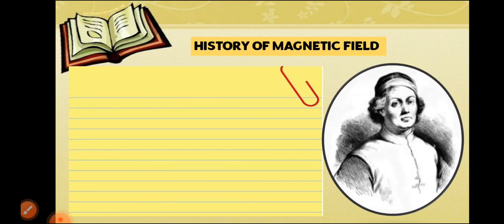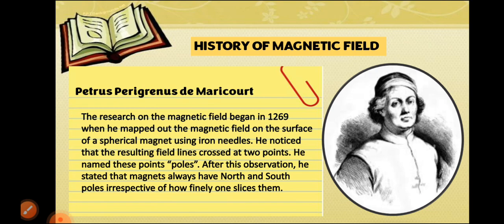And now we're going to talk about a brief history of magnetic field. The one in the picture is Petros Peregrinus de Maricourt. The research on the magnetic field began in 1269 when he mapped out the magnetic field on the surface of a spherical magnet using iron needles. He noticed that the resulting field lines cross at 2 points. He named these points poles. After this observation, he stated that magnets always have north and south poles, irrespective of how finely one slices them.